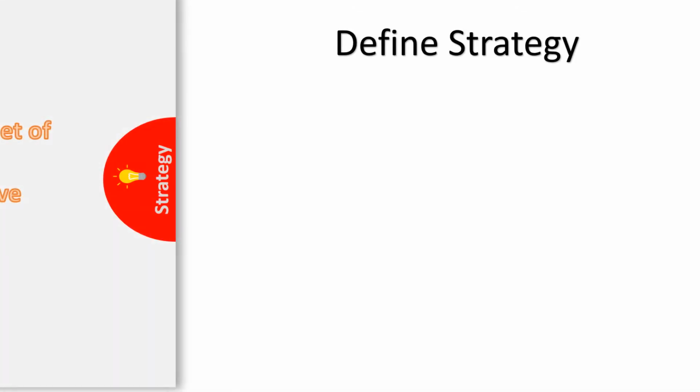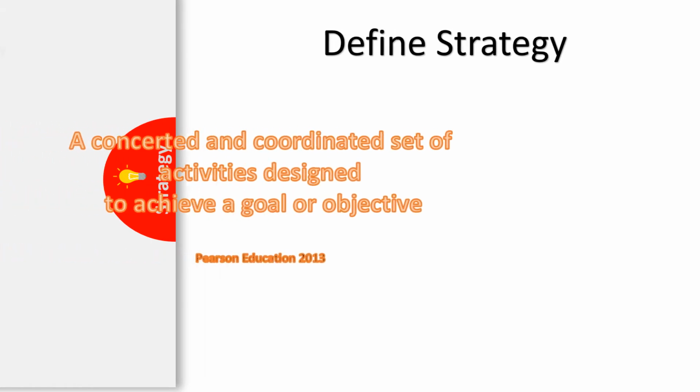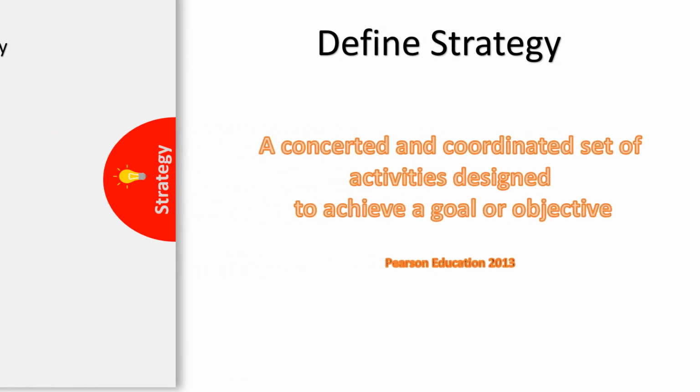So let's look at a definition for strategy. If we take the Pearson's Education 2013, they provide a definition of a concerted and coordinated set of activities designed to achieve a goal or objective. Coordinated set of activities designed to achieve a goal or objective.